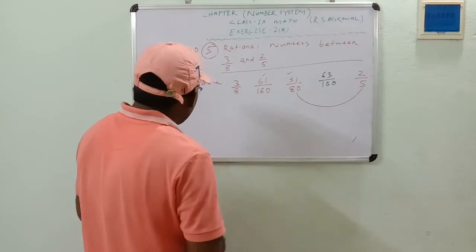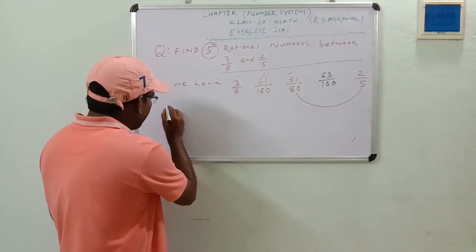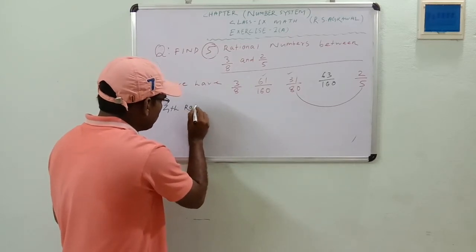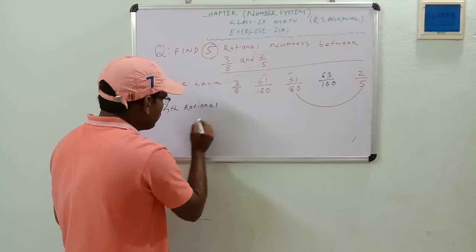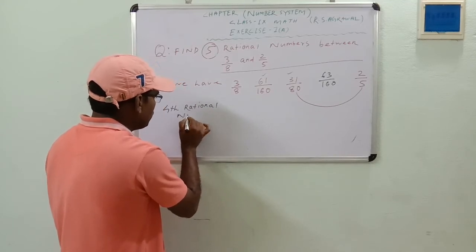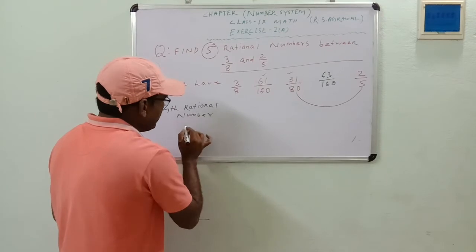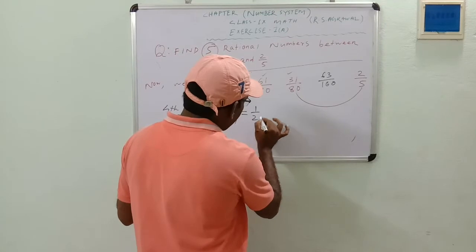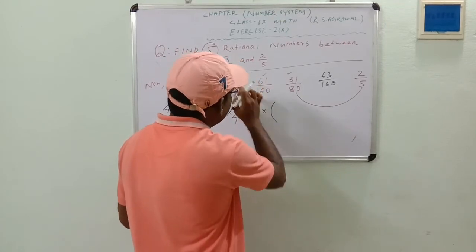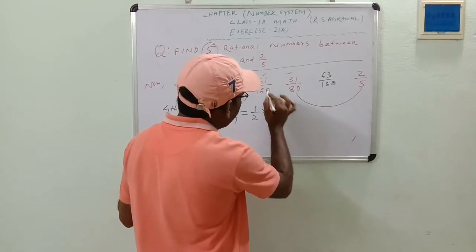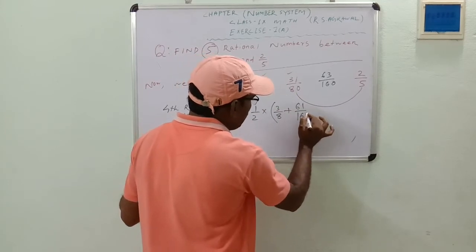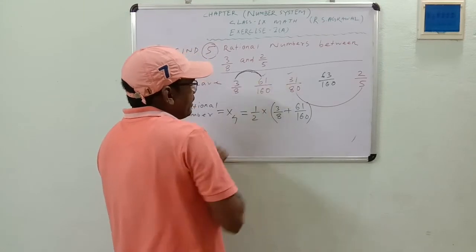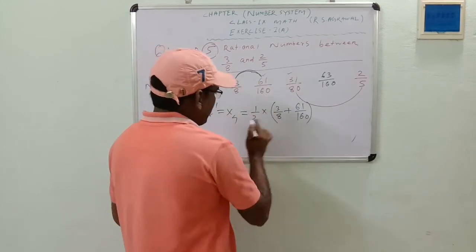Now we are going to find the fourth rational number, suppose you consider it as x4. Fourth rational number x4 equals, use the same formula, 1 by 2 into, value of a will be taken as 3 by 8, value of b will be taken as 61 by 160. Why? Because you want to find a rational number between these two. So use the same formula.